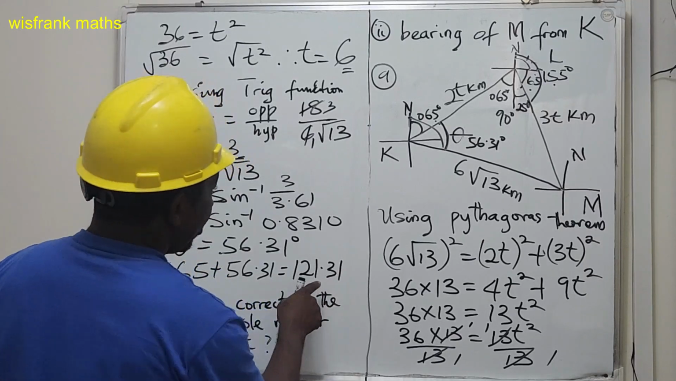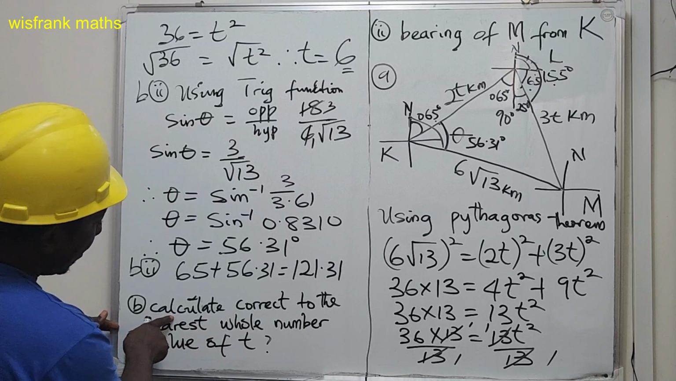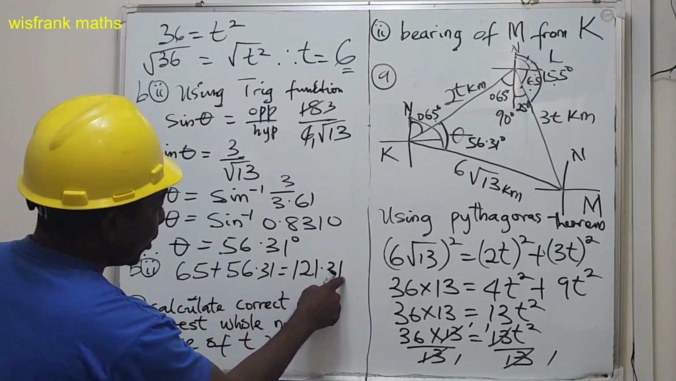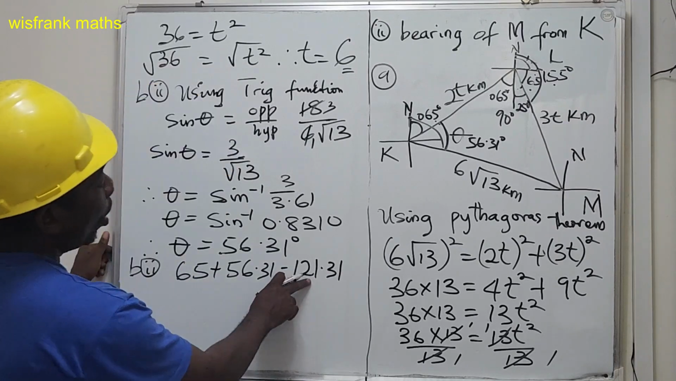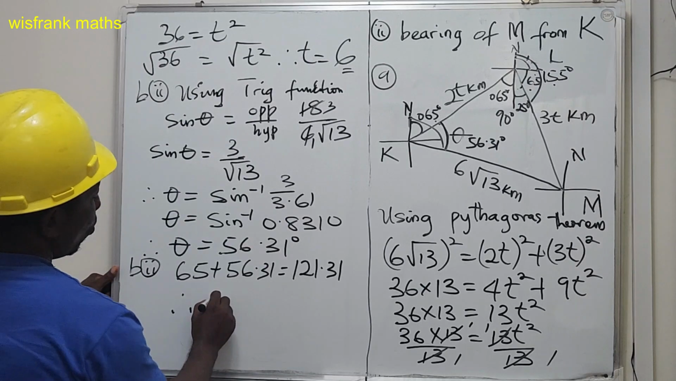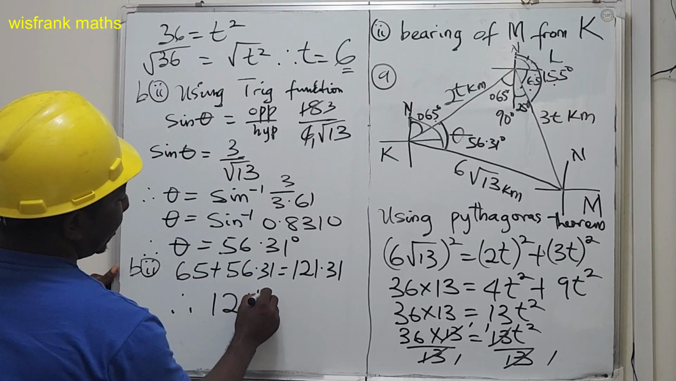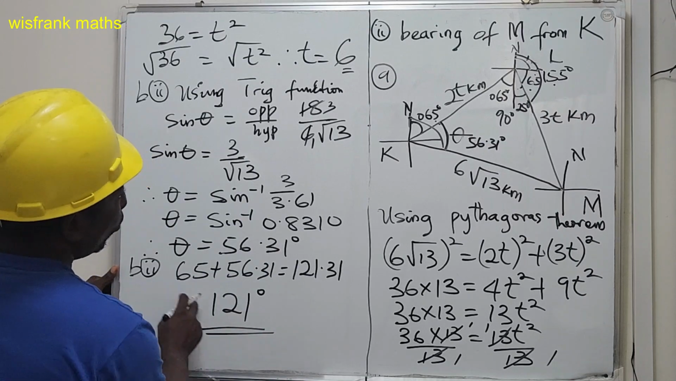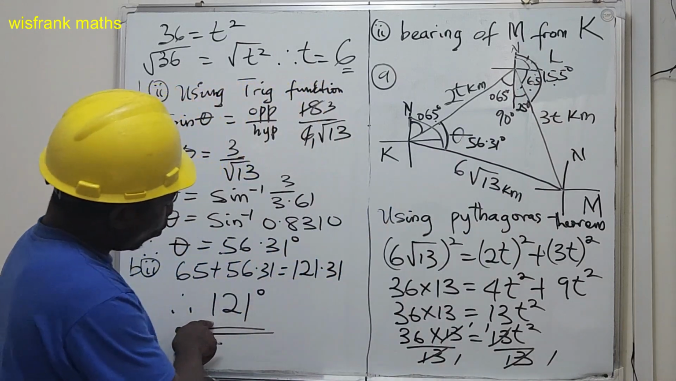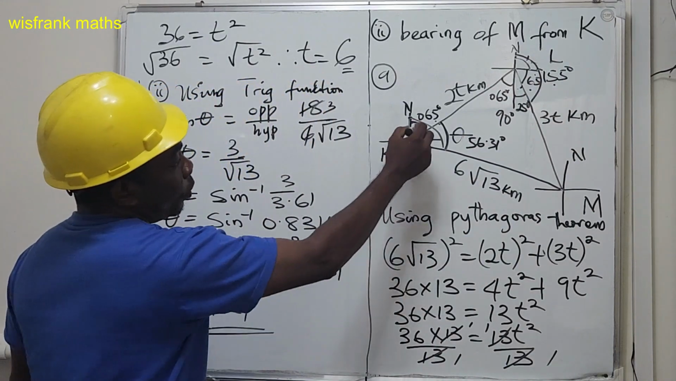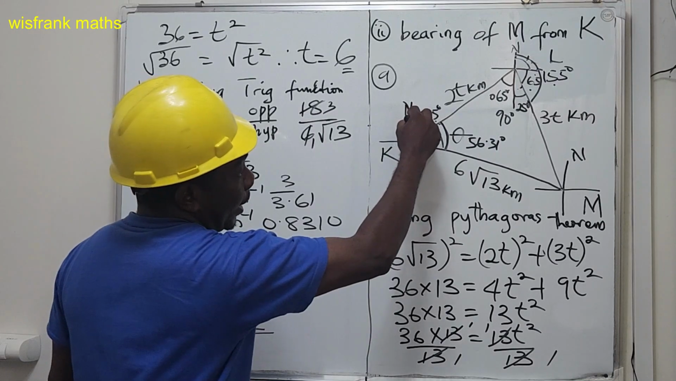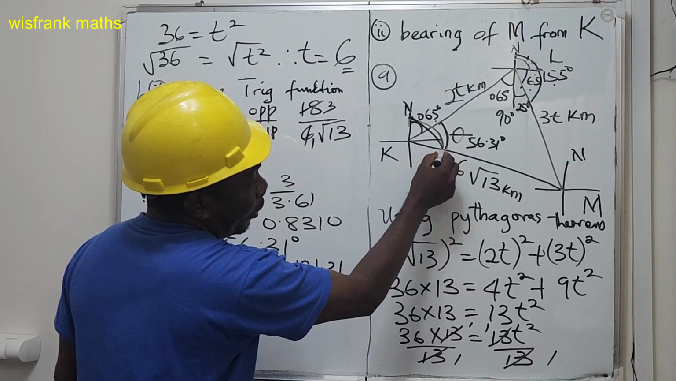But we are not stopping here, because the question says to calculate correct to the nearest whole number. So when we correct this to the nearest whole number, we have the final answer as 121 degrees. So our value of B II, which is the bearing of M from K, is 121 degrees, measured from north to the point M.